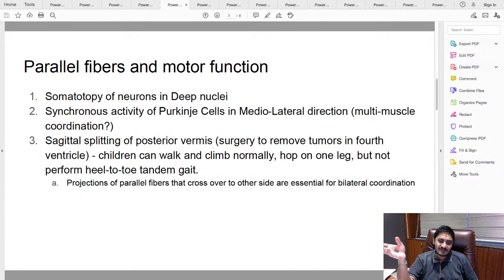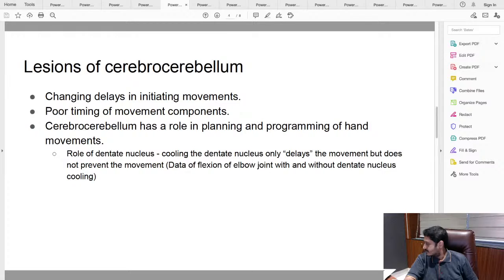This is a small number of parallel fibers that cross over to the other side that are probably critical in their role for bilateral coordination. Importantly, how people have studied lesions is by experimentally inducing these lesions in the dentate nucleus by, for example, cooling of the dentate nucleus. So this cooling of the dentate nucleus only delays the movement but does not prevent movements. This is amazing. It's truly amazing. It delays the movement but does not prevent the movement.